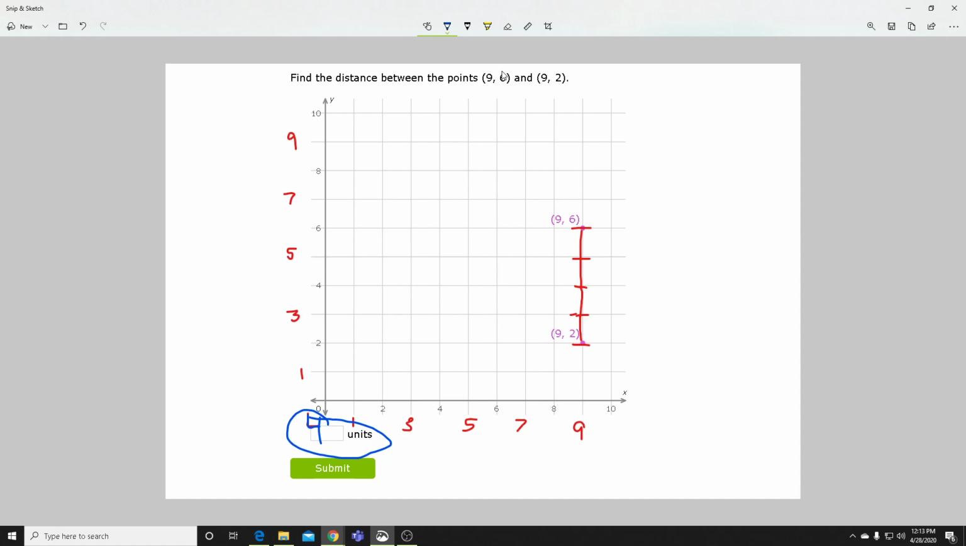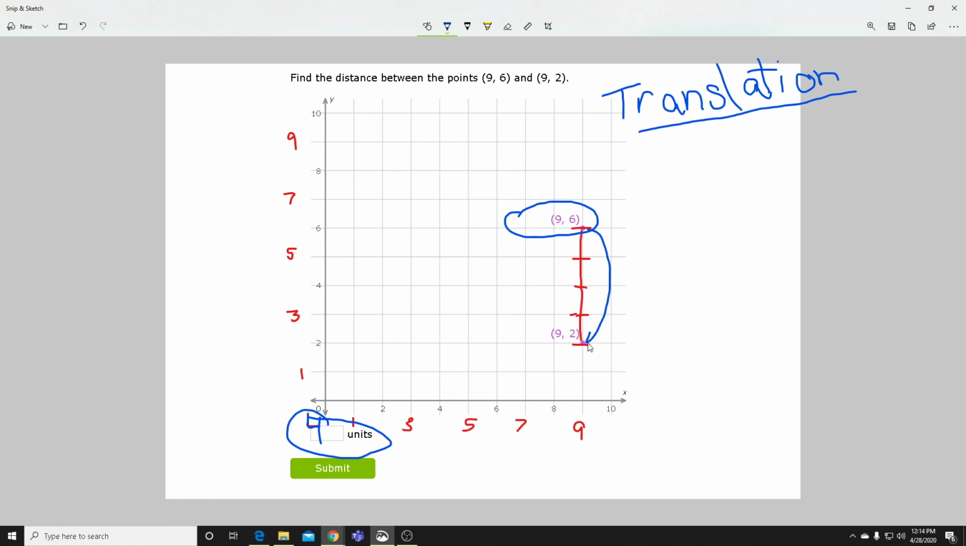So, one way you can think about this is with what we were talking about yesterday. We do a translation. We can think about, well, what if we started off here and then we move this point down here? However much you translate it downwards, that has to be the distance it moved.